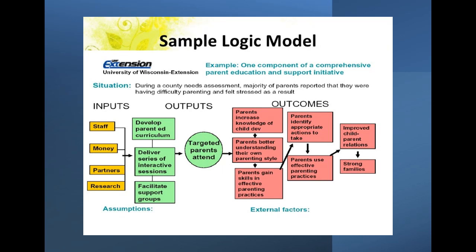And based on this, there's identification of appropriate actions to take. What is it that needs to change? What is it that can be done differently? And use effective parenting practices, which will hopefully then lessen the stress that they feel. And what the outcome, the results would be, is that we will then have improved child-parent relations, which will ultimately lead to strong families, right? So that's an example of how to think about a logic model.